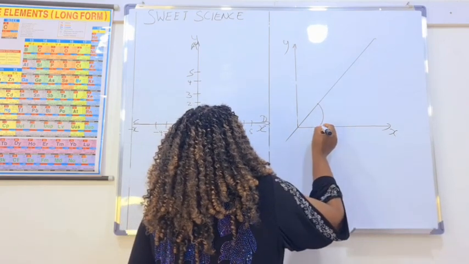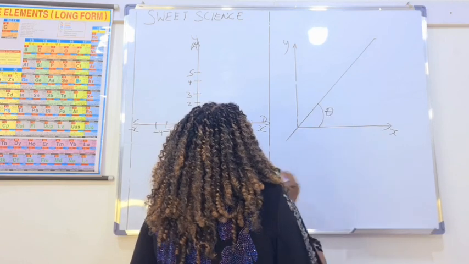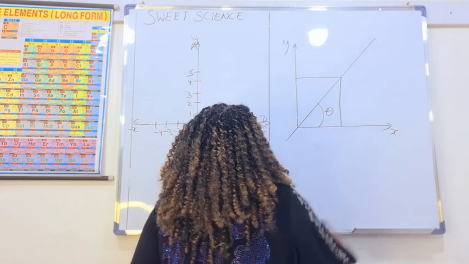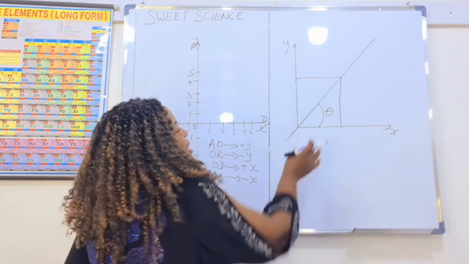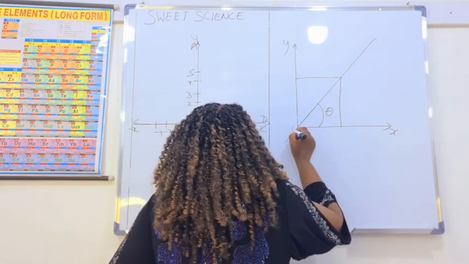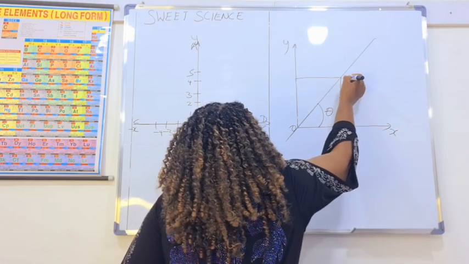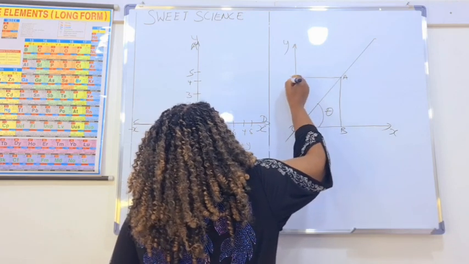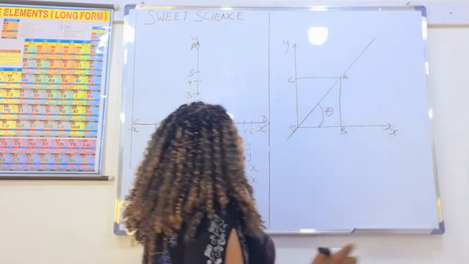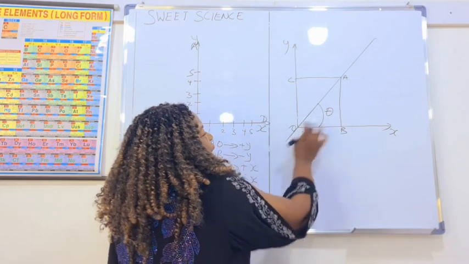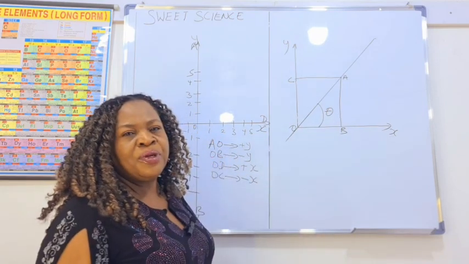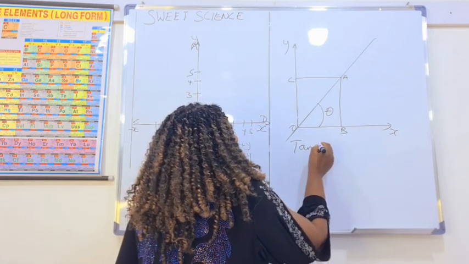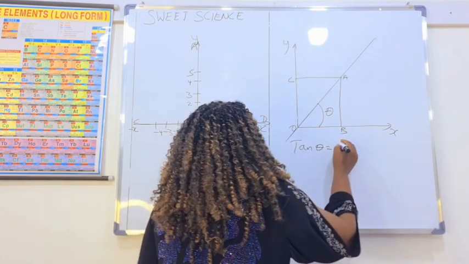Then we have here angle theta. We can make a square here, and here this is our O, let's have A, let's have B, and then we can have C here. If we use trig ratio to find tan theta, it is what?